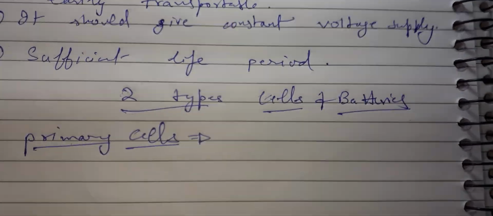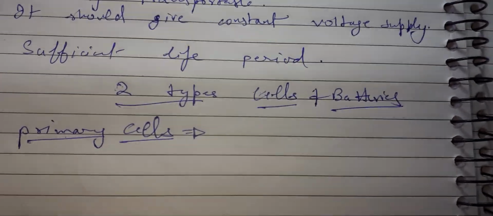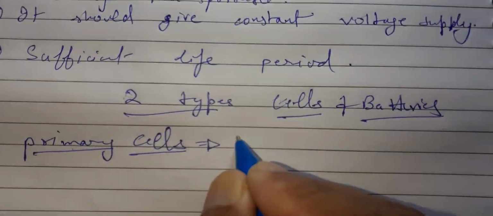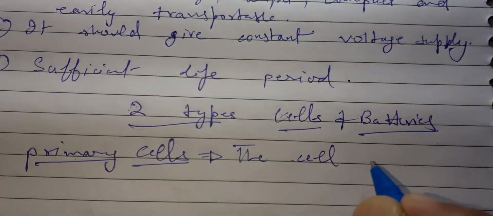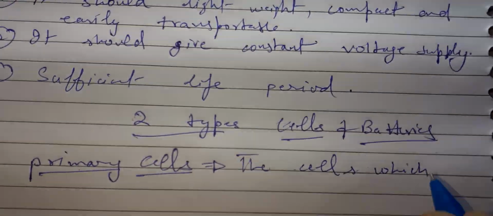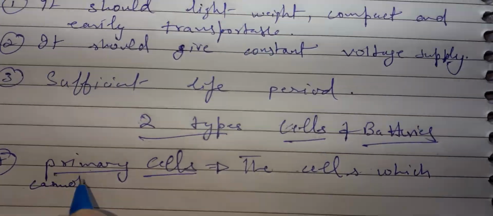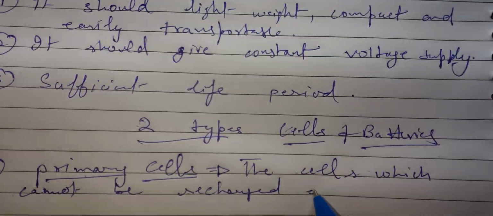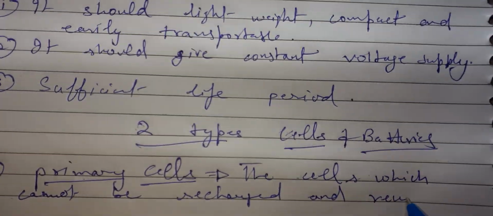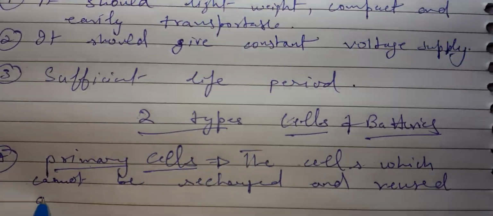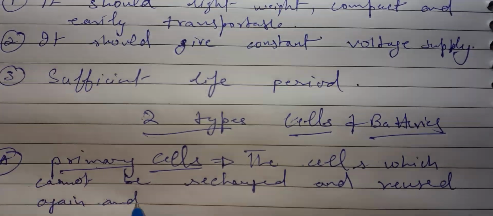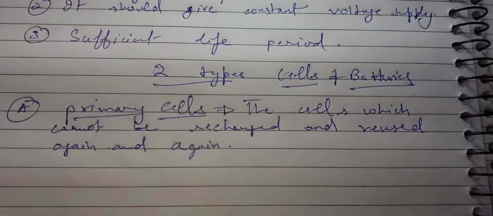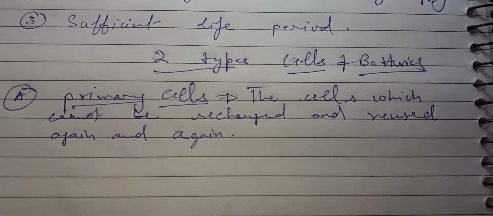Basically, primary cells are non-rechargeable, single time usable. We used to say use and throw. The cells which cannot be recharged and reused again and again. We can use it one time only. Once they are dead, we have to throw them out.